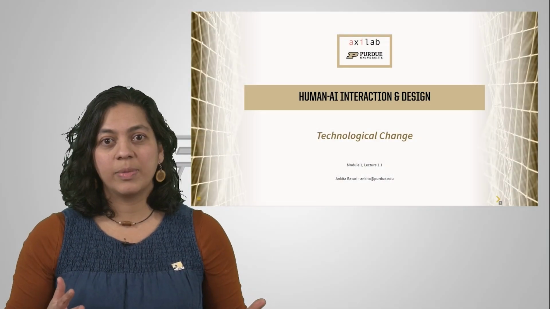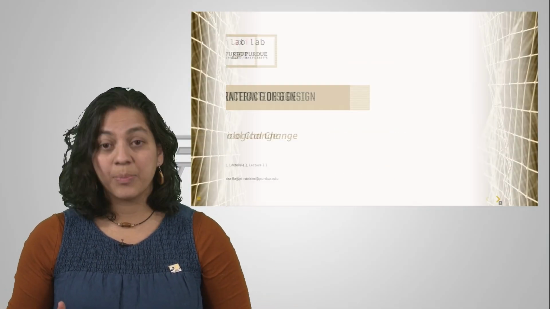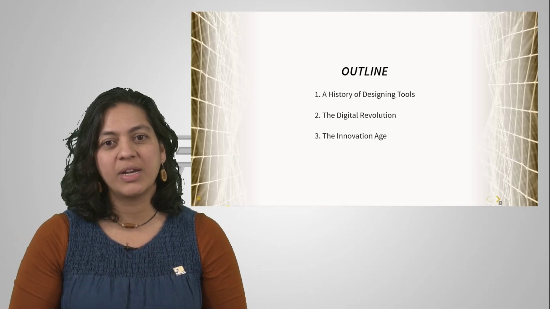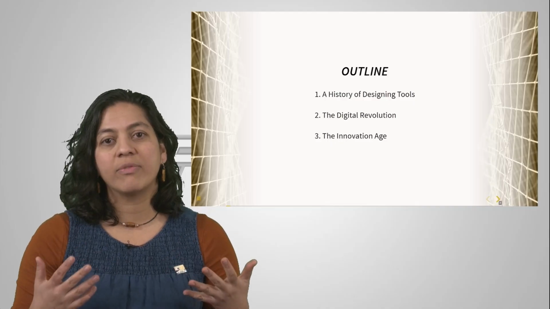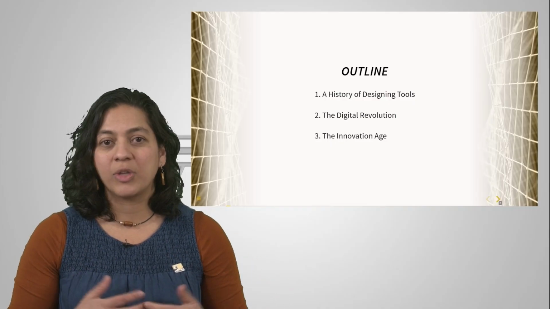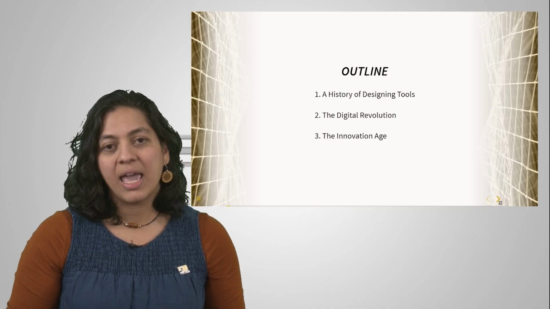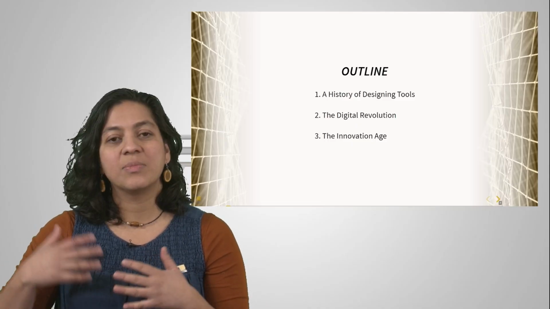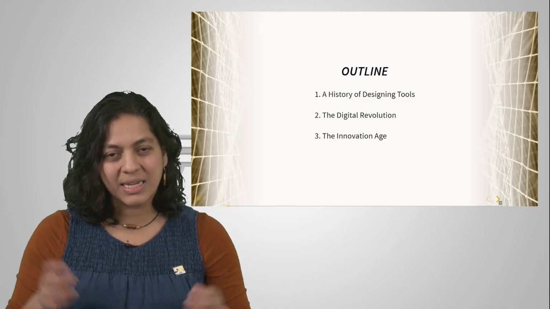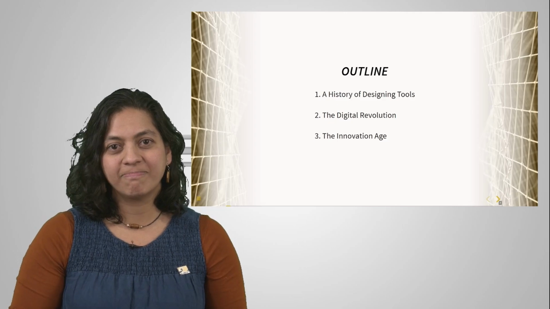Today, we're going to talk a little bit about technological change. In particular, we're going to focus on what it means to actually design tools throughout history. We'll then zoom into the digital revolution, thinking about what happened during the 1950s and really thinking about the implications for design today. And then we'll close with spending some time on the innovation age, really asking questions around what it actually means to innovate. And so let's dig in.